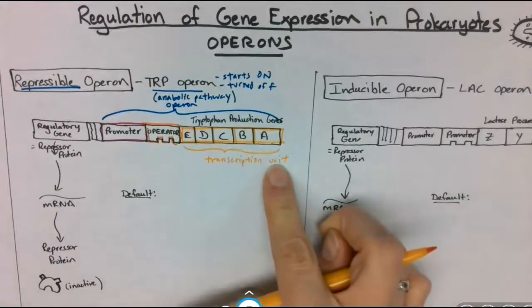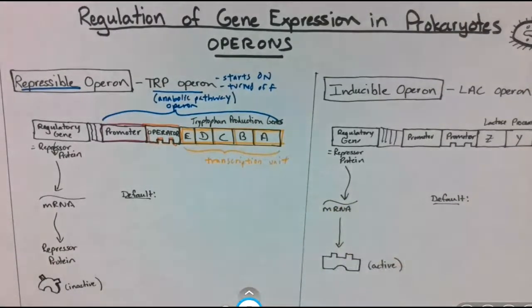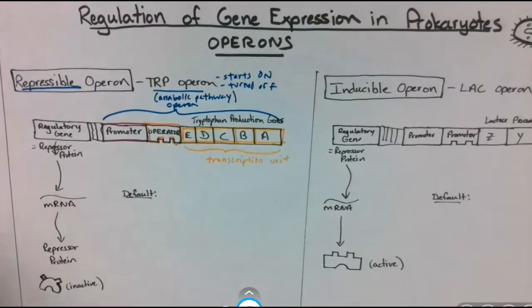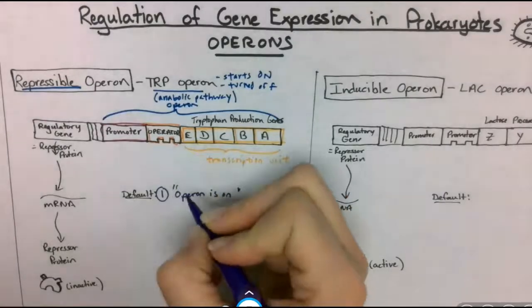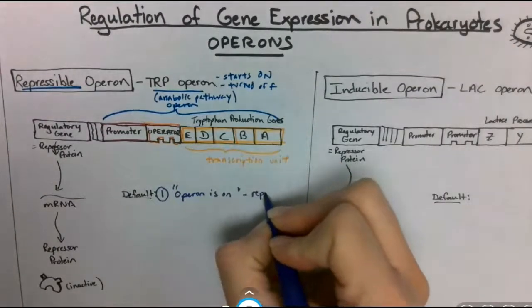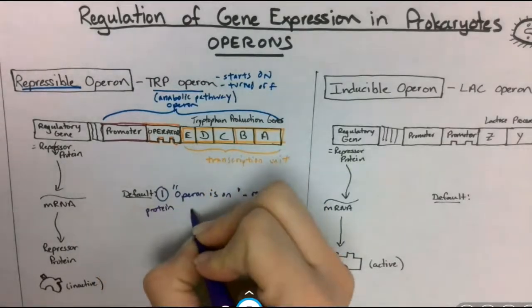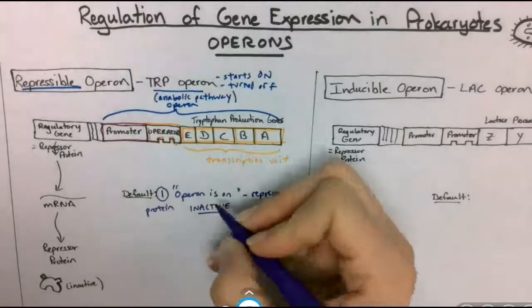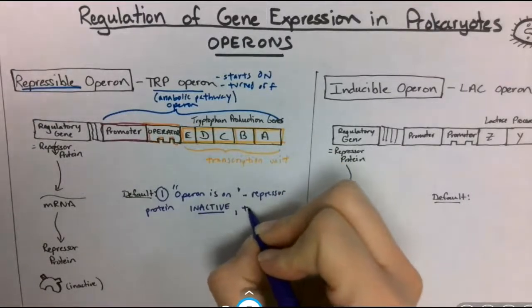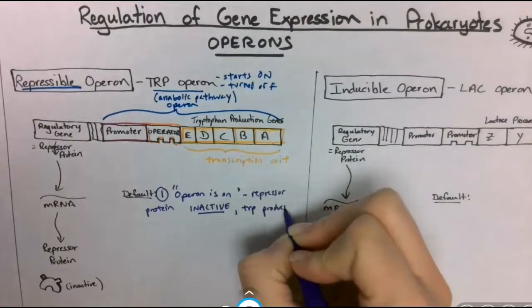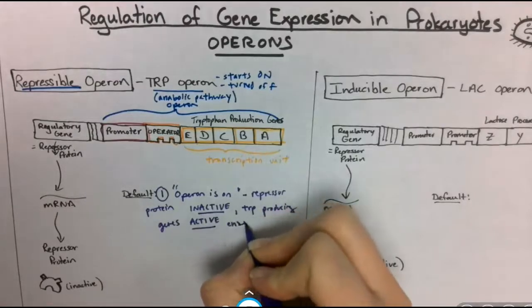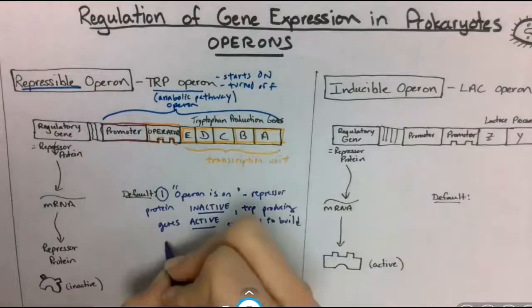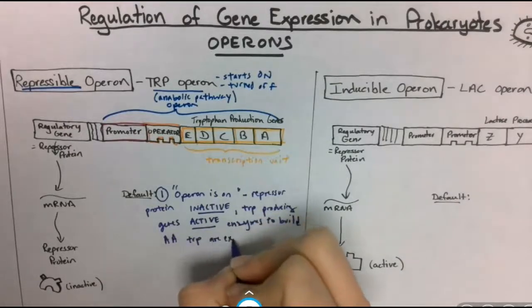Okay? And in this transcription unit, the mRNA again is used to produce proteins that help produce the amino acid tryptophan. So, what is the default setting? The default setting here is the operon is on. What does that mean? That means the repressor protein is inactive, which means the tryptophan producing genes are active and the enzymes to build the amino acid tryptophan are expressed.